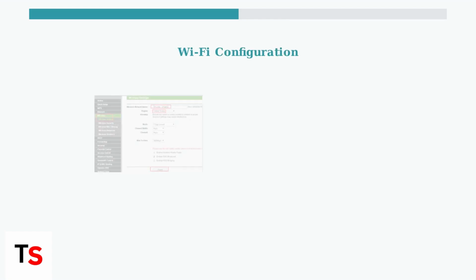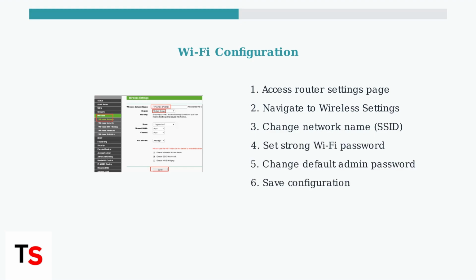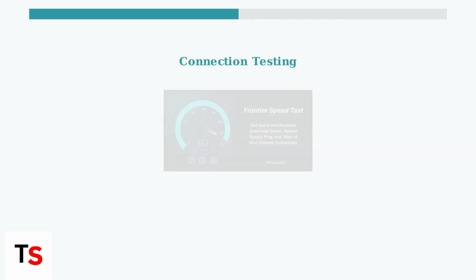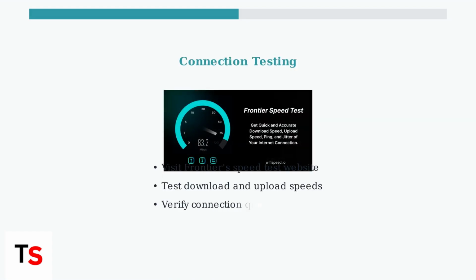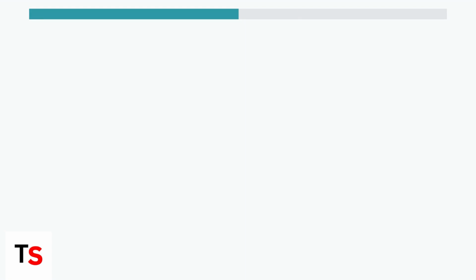After activation, configure your Wi-Fi network by accessing the router settings page. Navigate to wireless settings where you can customize your network name, set a strong password, and change the default admin password for security. Finally, test your connection quality using Frontier's speed test website. This will verify your download and upload speeds match what you're paying for and ensure your installation was successful.